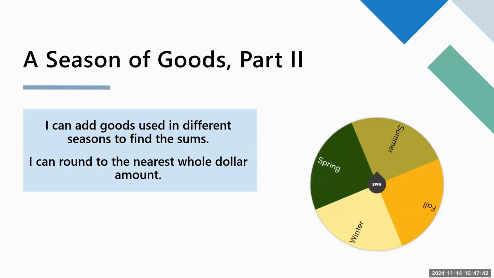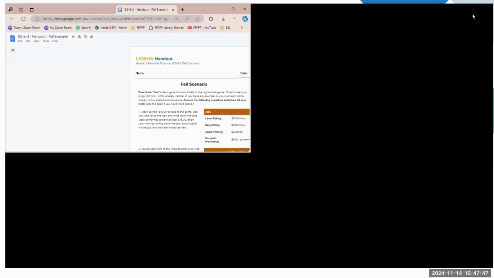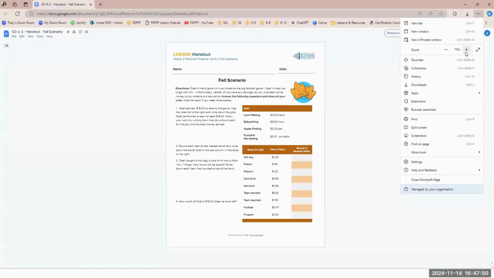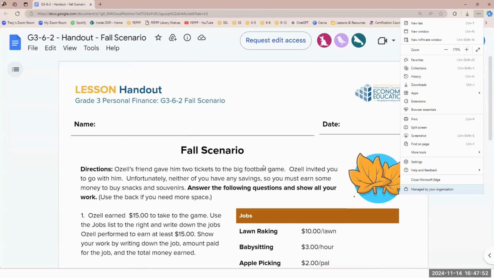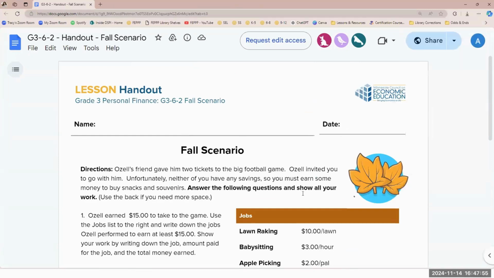You'll see that it has, let's see here. Bring this up and make it a lot bigger. So Ozell's friend gave him 2 tickets to the big football game, and Ozell invited you to go with him. Unfortunately, neither of you have any savings, so you must earn some money to buy snacks and souvenirs. Answer the following questions and show all your work, and use the back if you need more space. Every scenario is different, so no group is going to be going through the same one. Ozell does not feature in any other story, and in some of them, they are going to start with savings. So just so you know, they're all different.